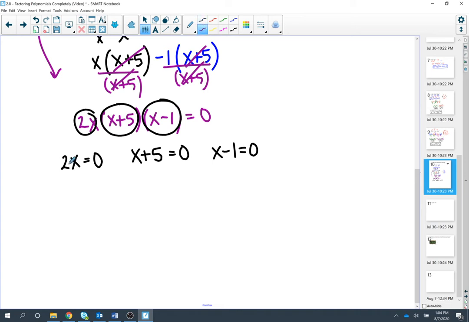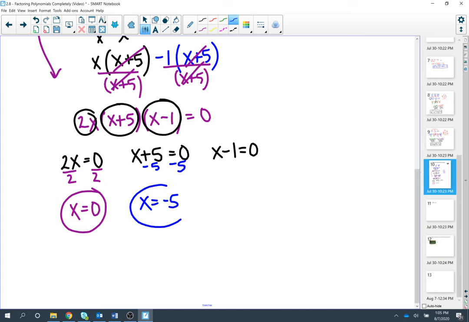On the first one, we're going to divide by 2. X is 0. And remember up at the beginning, I said that it's probably 0 because if you multiply everything by 0, you're going to get 0. Well, there's my solution. But then there's 2 more solutions that I didn't see. Minus 5. X equals negative 5. Add 1. X equals 1. There are 3 solutions that would make this work.